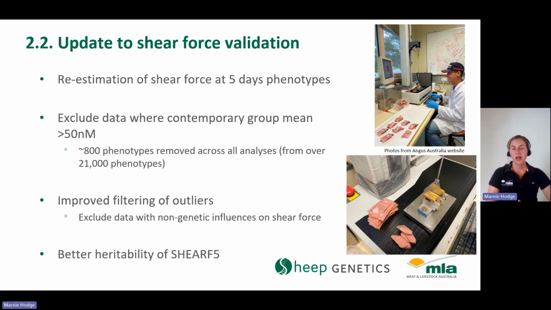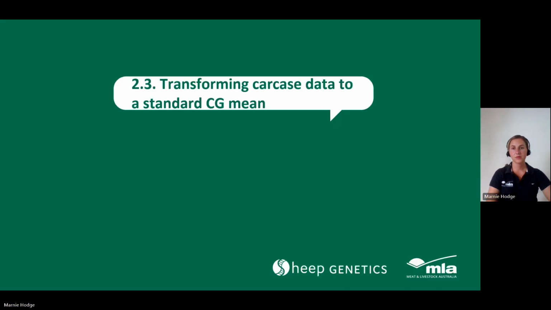There are only about 800 phenotypes being excluded from the analysis, which means there are still about 20,000 phenotypes being used in the analysis across both Land Plan and Merino Select. This improved filtering of outliers let us exclude data that had a non-genetic impact on shear force phenotypes, and this has resulted in a better heritability of shear force. The final analysis enhancement in this section is the transformation of carcass data to a standard contemporary group mean.